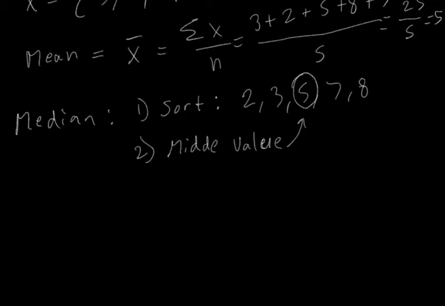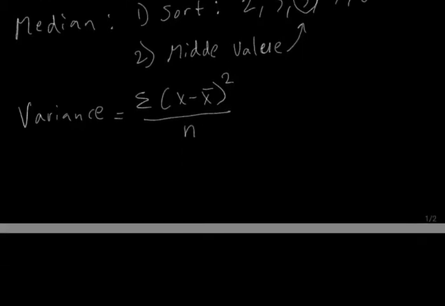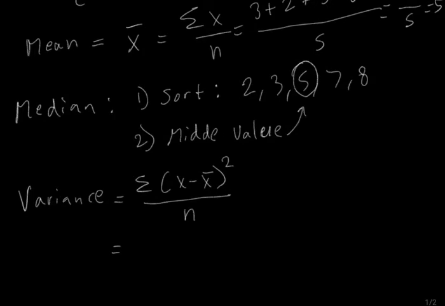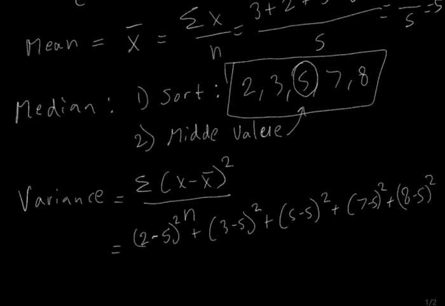In order for us to compute the standard deviation, we must first compute a statistic known as the variance. And the variance is equal to the sum of the values subtract the mean squared divided by the total number of data points, which is equal to, so we're going to use the sorted data right here, 2 minus 5 squared plus 3 minus 5 squared plus 5 minus 5 squared plus 7 minus 5 squared plus 8 minus 5 squared, all over n, which is 5, because there are 5 total data points.